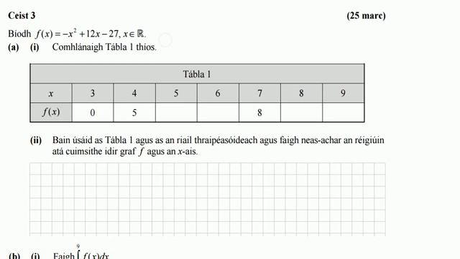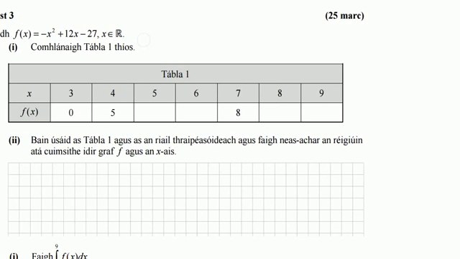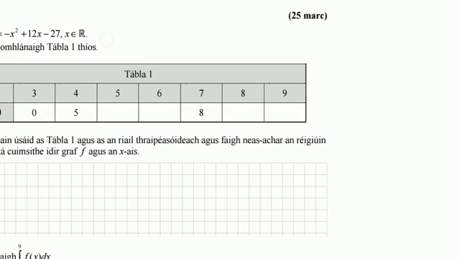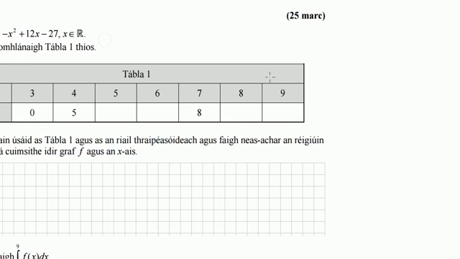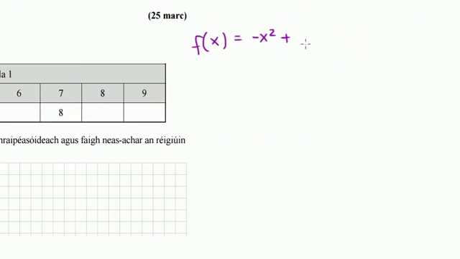So we're given a function, minus x squared plus 12x minus 27. We're told to complete the table below. All we have to do is put the x values into the function to find the y values. So I'm just going to go through it with one, and it's going to be the same for all the others. And they've already done it for 3, 4, and 7, so obviously we're starting off with 5. We have f of x, so we need to find f of 5.